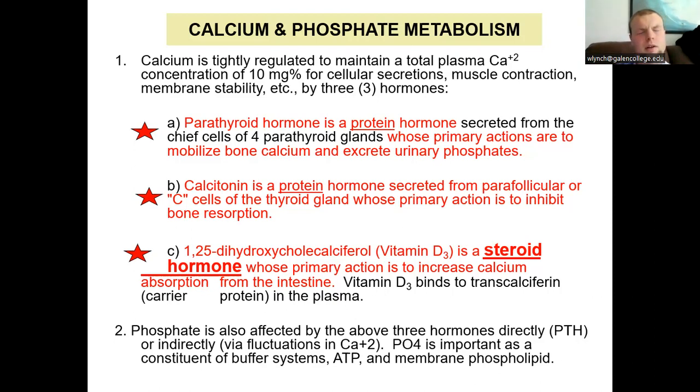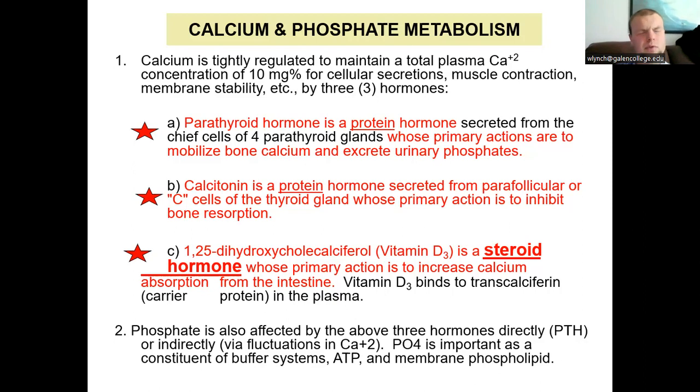Finally, we see the regulation by vitamin D. This is 1,25-dihydroxycholecalciferol. This is going to be the steroid hormone. We primarily get this from the diet and also from the skin. The action here is to increase intestinal absorption of calcium.